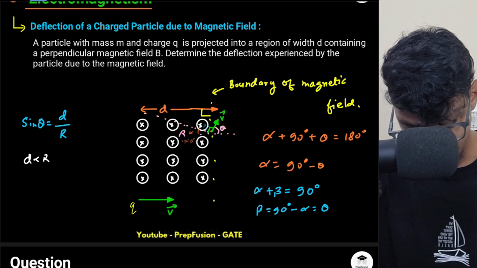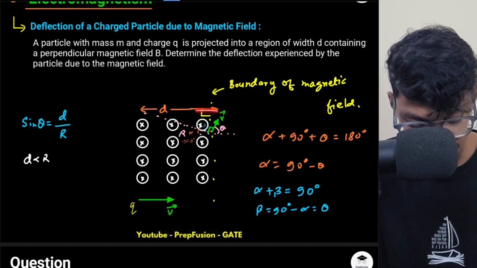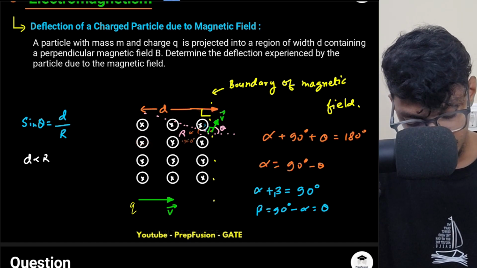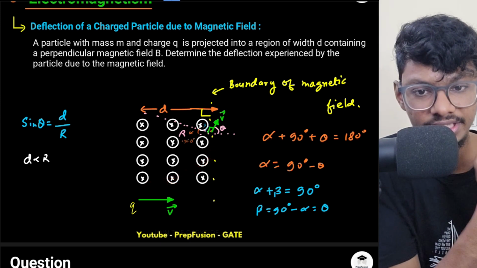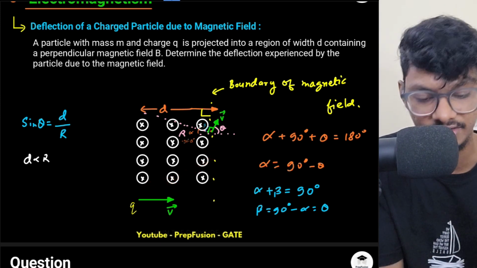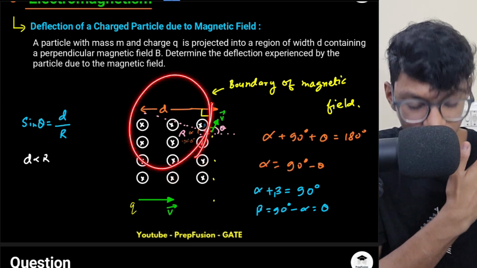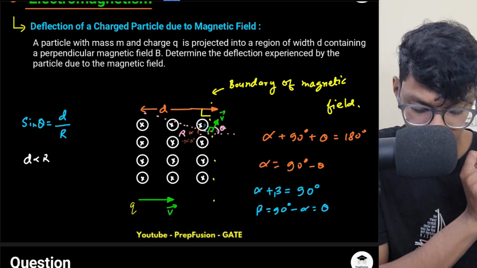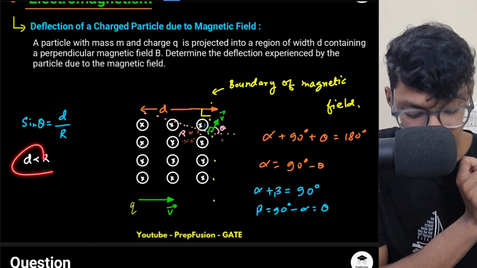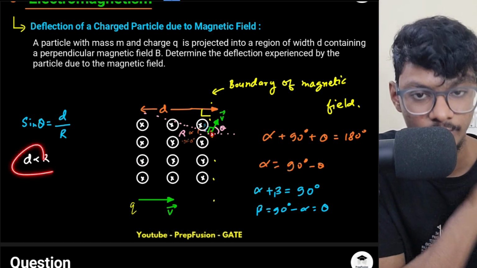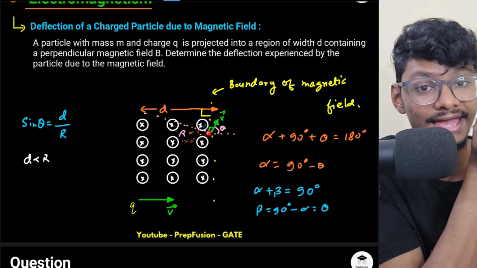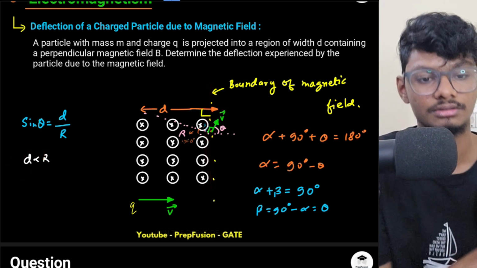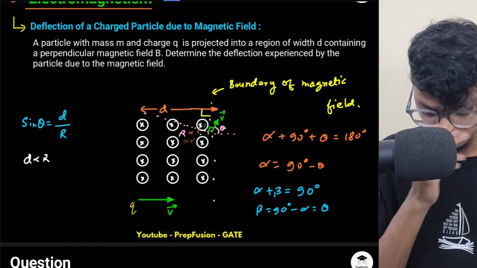Because of the reasoning I just gave you, if d is greater than r, what will happen? If d is greater than r, it will never go out of the magnetic field. It will always be in the magnetic field, so it will always follow a circular motion. But if d is less than r, only then does it go out of the influence of the magnetic field, and only then does it follow the trajectory it had at this boundary. Okay, I hope you get this point.